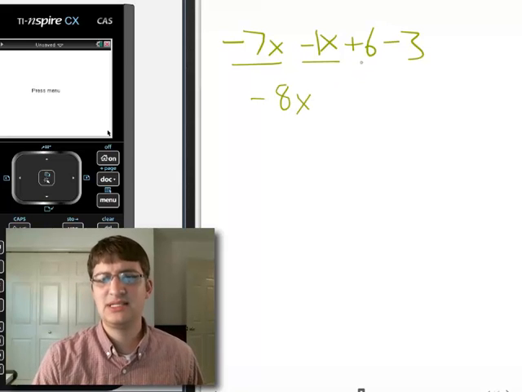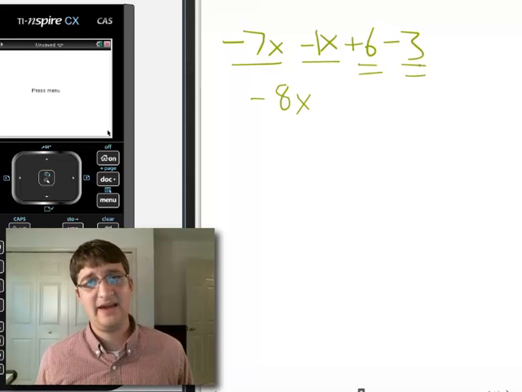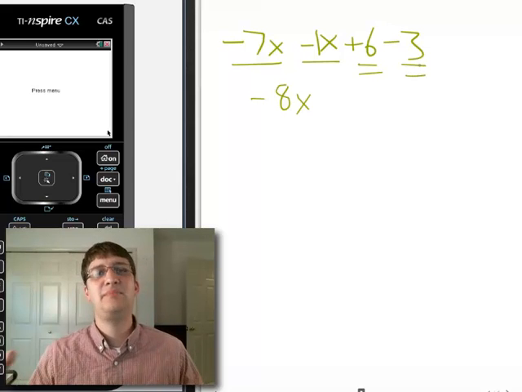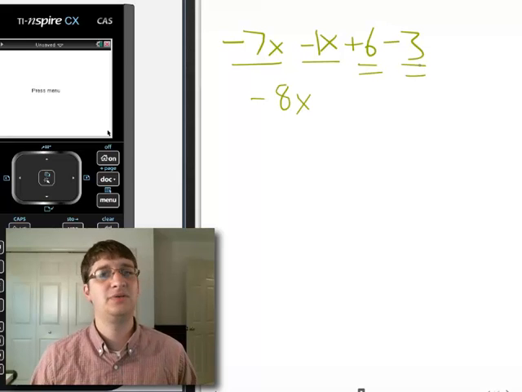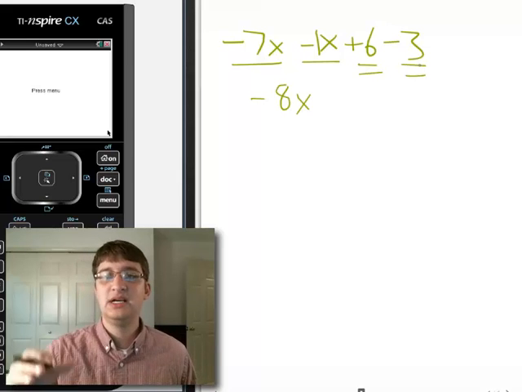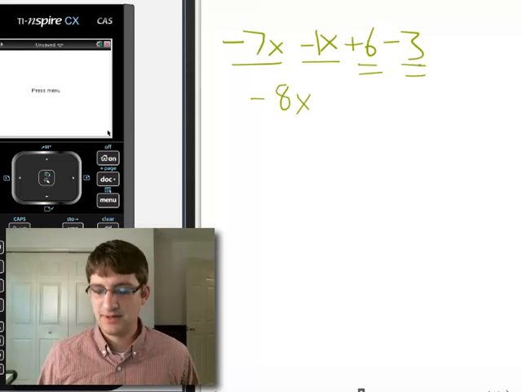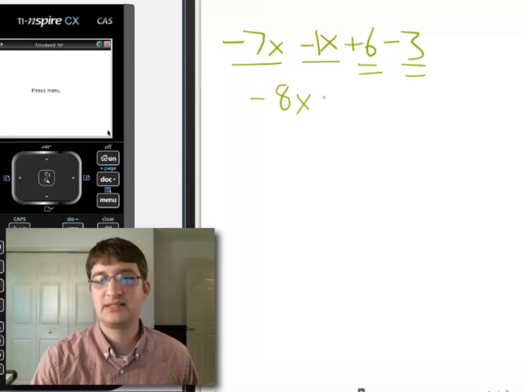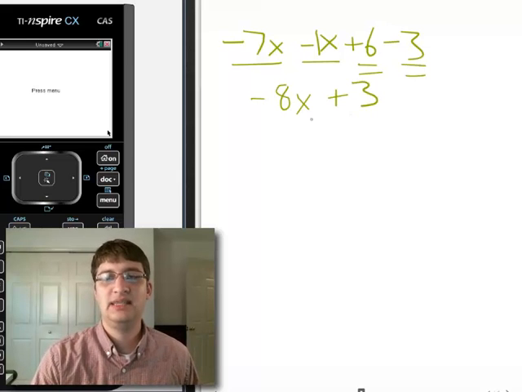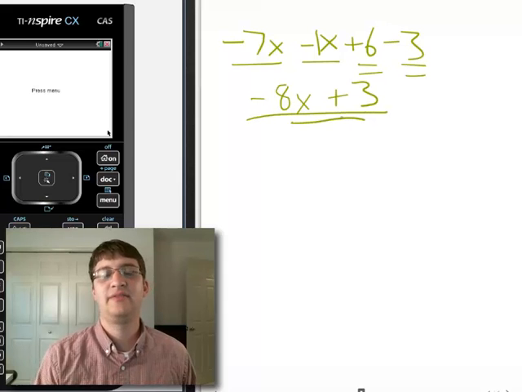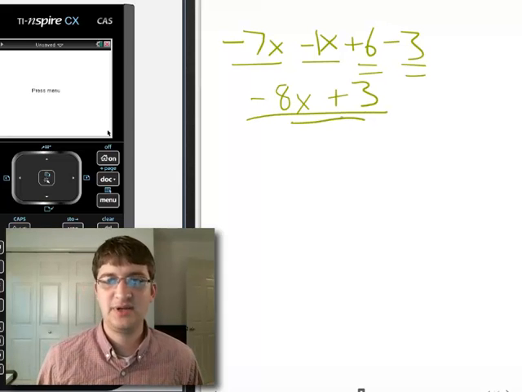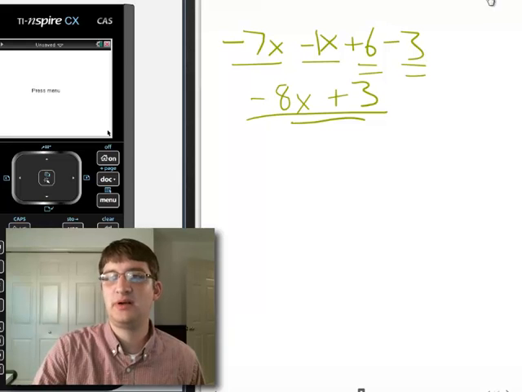Now these other ones, these are just what we like to call numbers. Numbers all by themselves, because they have no variables, they have nothing attached, they combine as well, just like you would normally do in an addition or a subtraction problem. So we got positive 6 minus 3, which is just going to give us a positive 3. And that would be a simplified version of the algebraic expression we had before. All right, let's just try one more and then we'll end on that.